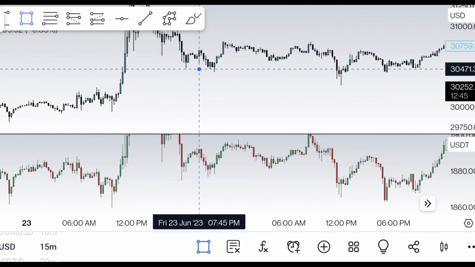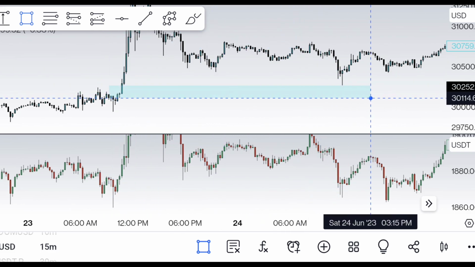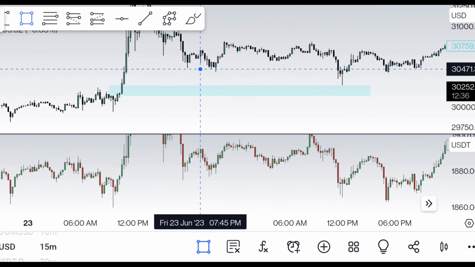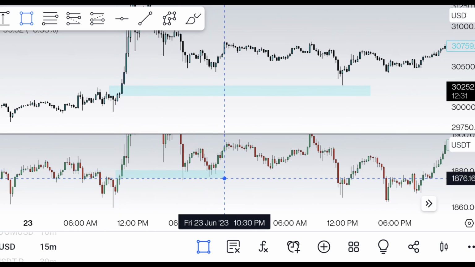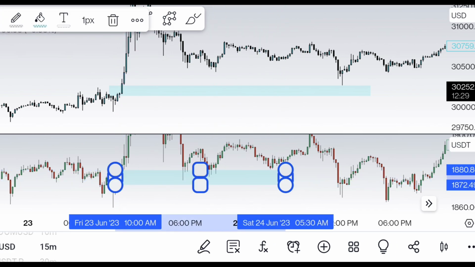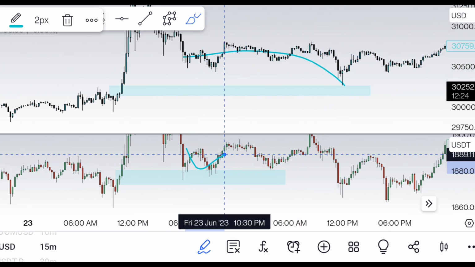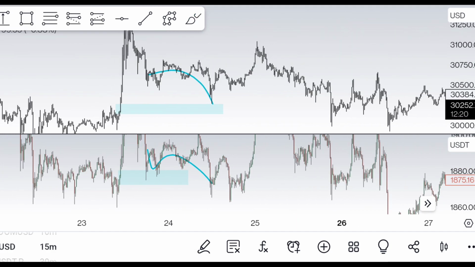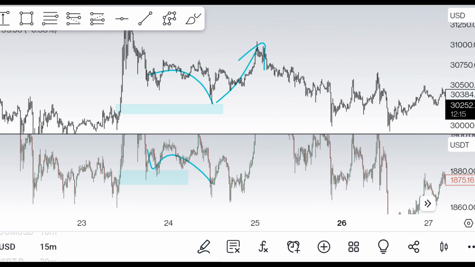So this is another example here. You can see this is the fair value gap in Bitcoin, and below you can see this was the fair value gap on Ethereum. So again, what happened is the gap didn't get filled on Bitcoin and the gap got filled in Ethereum. So what happened next? You got a pump from this area. So this is another example.